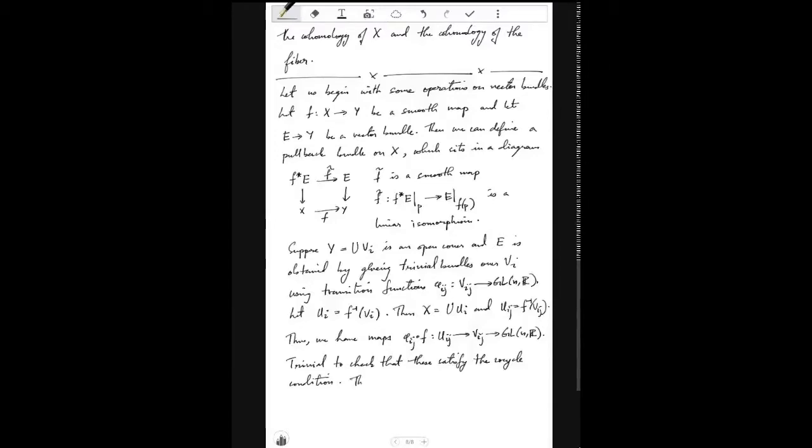Thus, these transition functions can be used to glue the trivial bundle on U_i along the U_ij's, and the resulting bundle is denoted f upper star E.